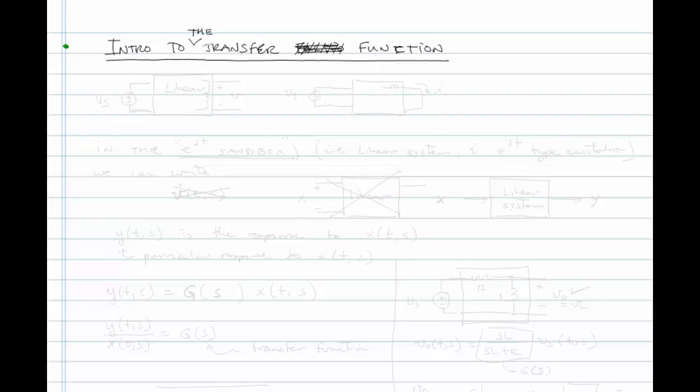Now we want to, again, take a step back from impedance and make some generalizations that will actually give us even greater mileage with our impedance concepts. And we're going to do that by introducing this idea of a transfer function.